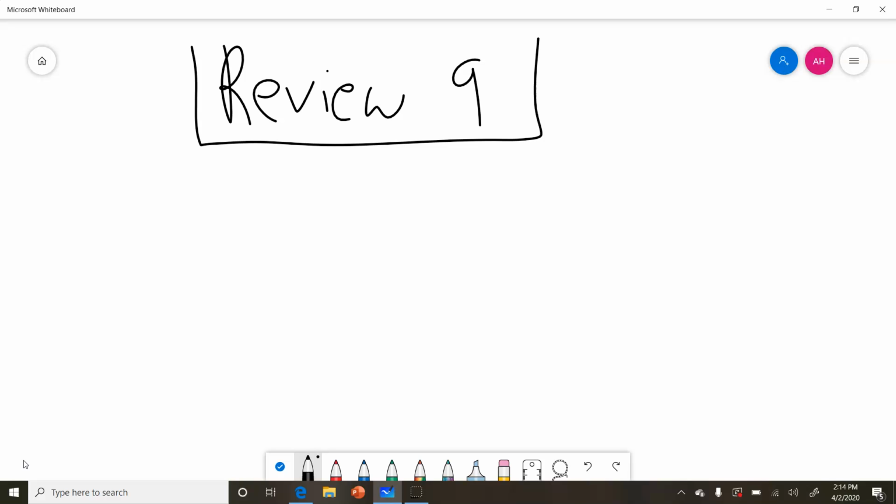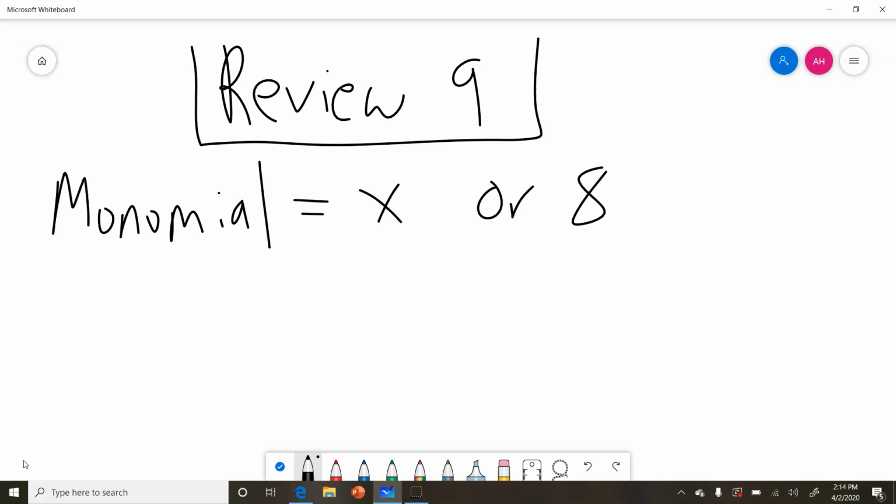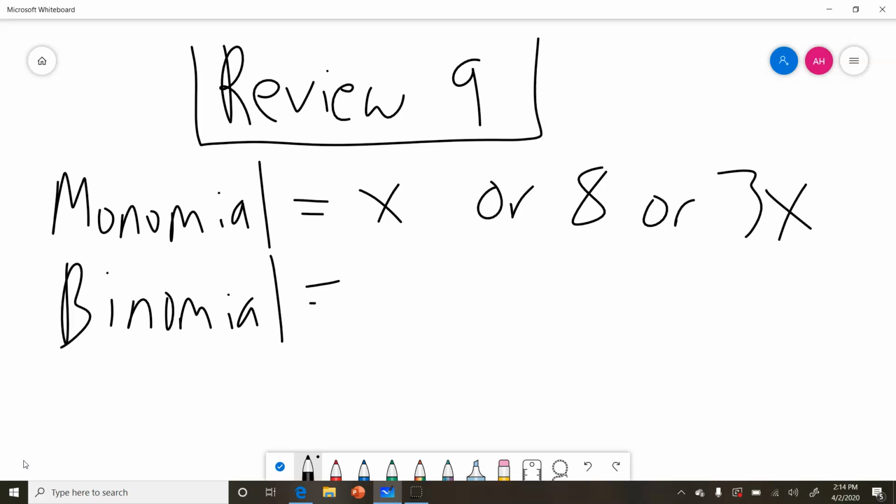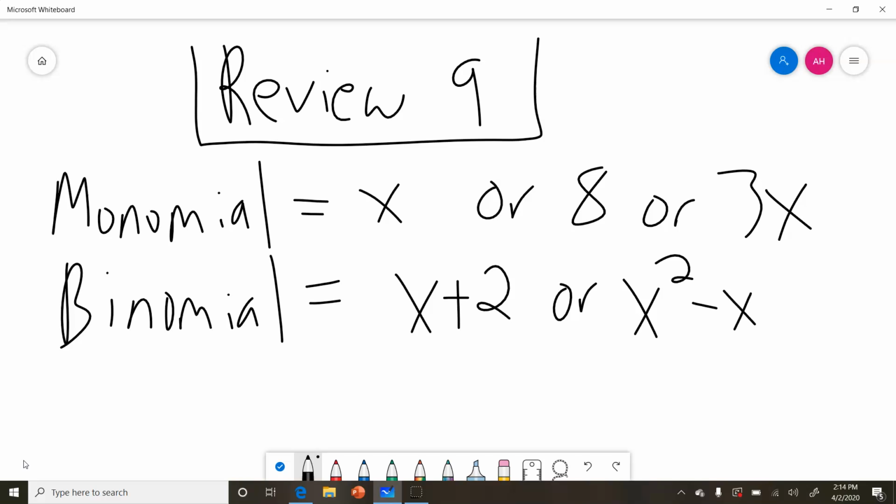The first thing that we need to go over is what is a monomial? A monomial is when it has one term. So a monomial would be x or 8 or 3x, right? Anything like that is a monomial. Remember, a binomial, on the other hand, is something that has two terms. So it'll be x plus 2 or x squared minus x. Anything like that is going to be a binomial.